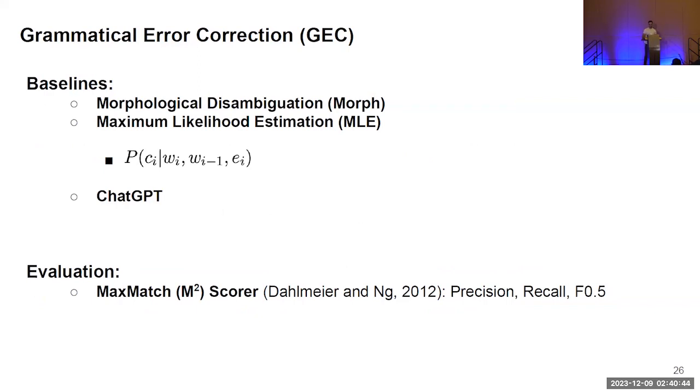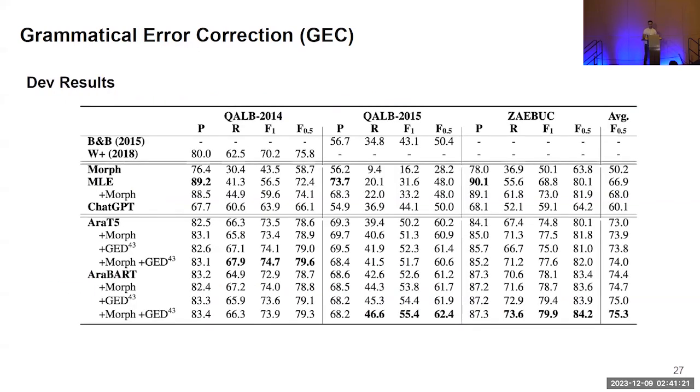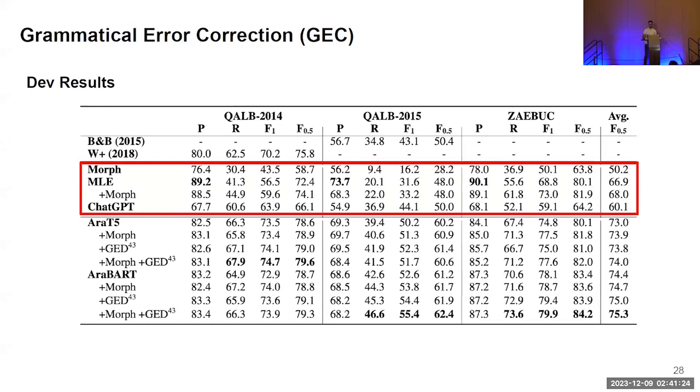Now, for our baselines, we use 3 baselines. The first one is the morphological disambiguator I just mentioned, and we refer to this as morph. The second baseline is a very simple statistical lookup model that is based on maximum likelihood estimation. And the third one is ChatGPT. For evaluation, we use the MaxMatch M2 scorer, which is a commonly used metric in GEC that computes precision, recall, and F0.5 of the span-level edits made by a particular model against the gold edits that exist in the reference.